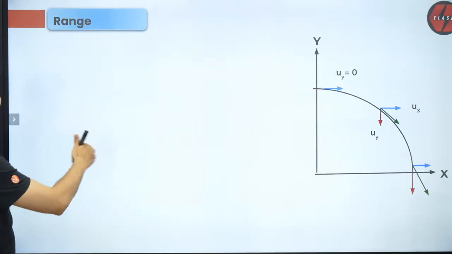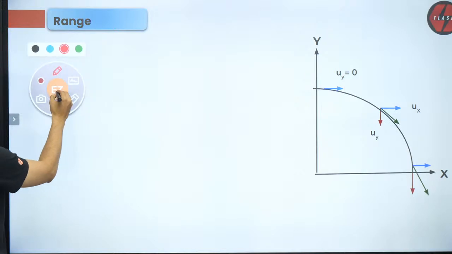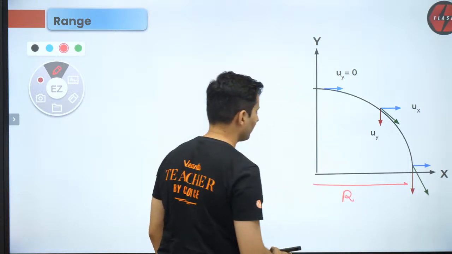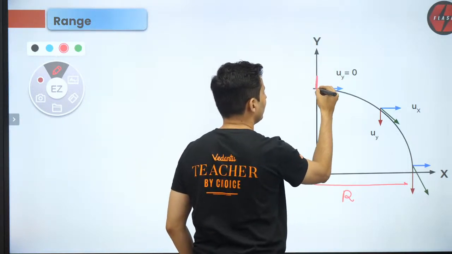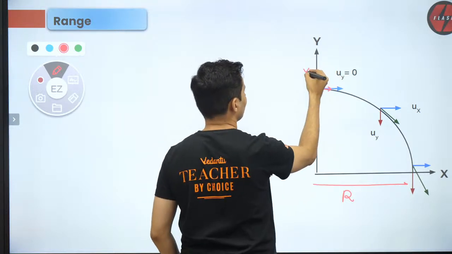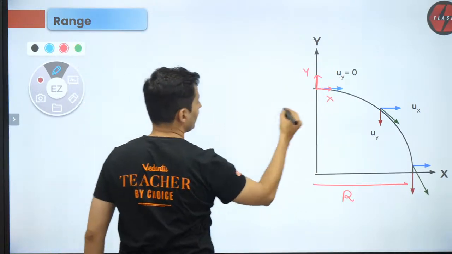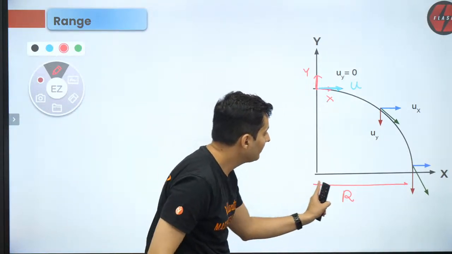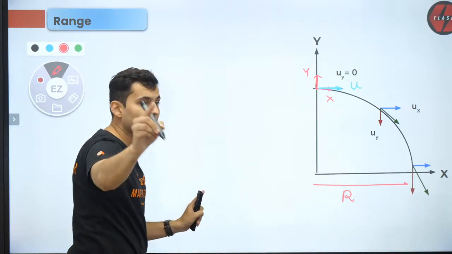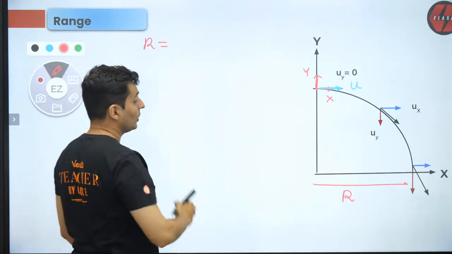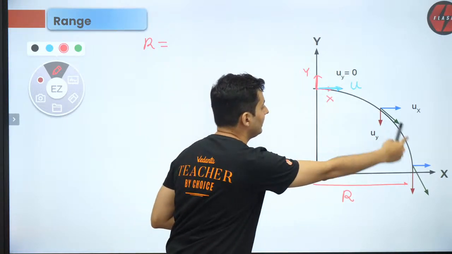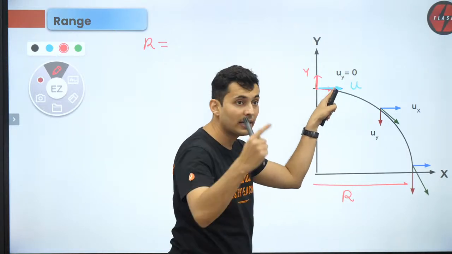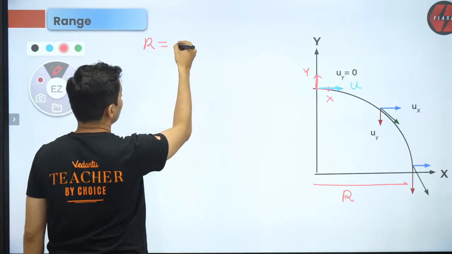So that was the time of flight. What about the range? Well, that is the easiest one. Think about it. If I take this as my x and y axis, and let's say this velocity of projection is u, then understand that this range is the x displacement. It is not R by 2. It is R by 2 if you consider the entire thing. But I don't know the velocity here, I know the velocity here. So in terms of this u, we are trying to find it out. So how do we find this range?